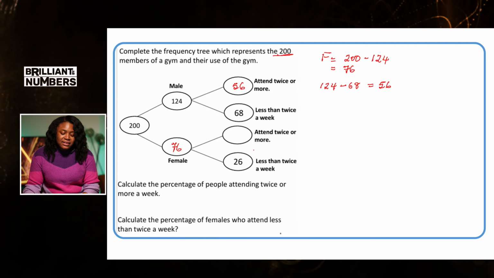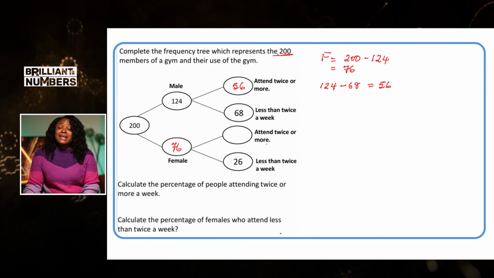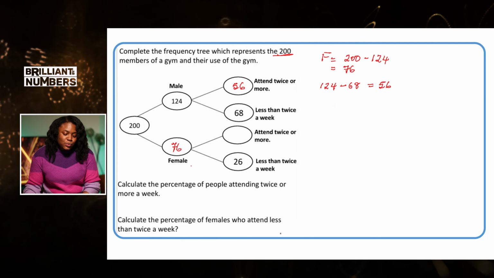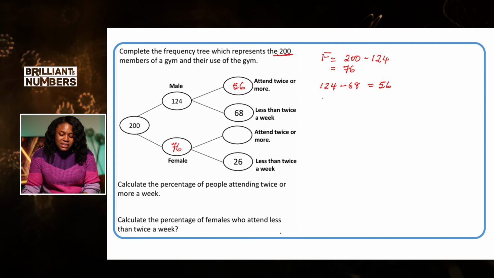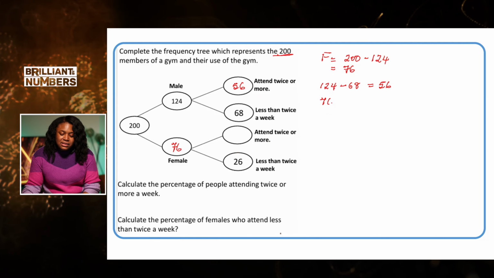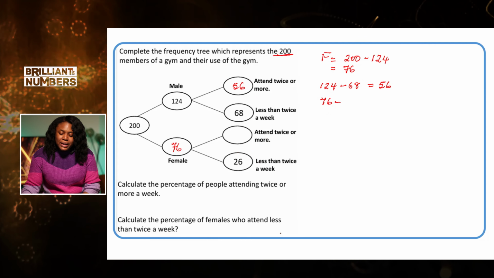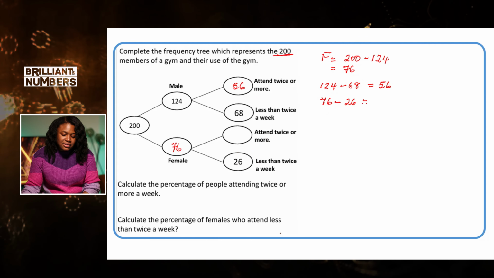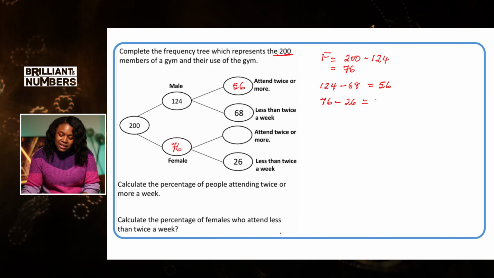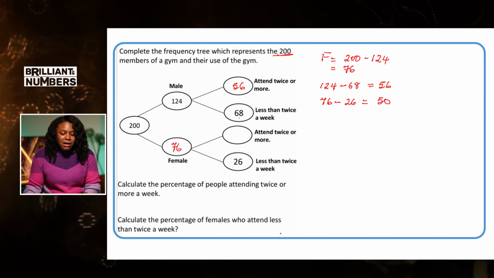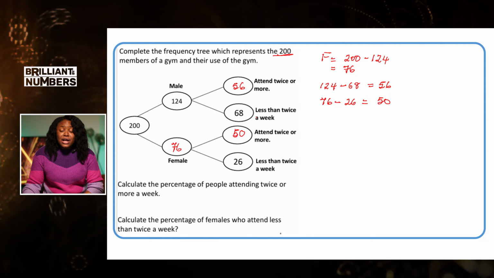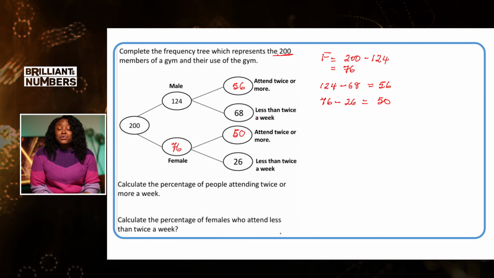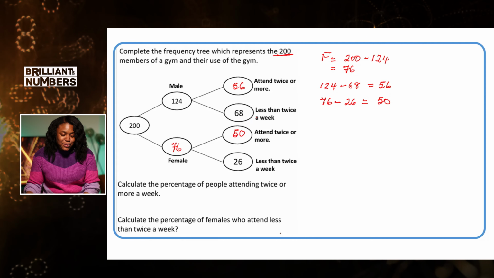Also need to find the females who attend twice or more. So we know the total for female is 76. So 76 take away 26, and that is easy to do in our heads, that equals 50. So we put that on our diagram. Now that we've completed the diagram, we're now able to answer the questions.